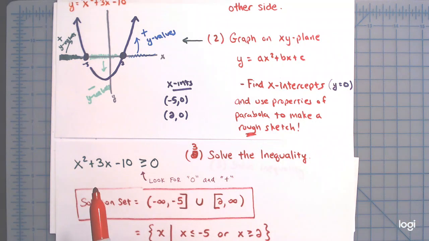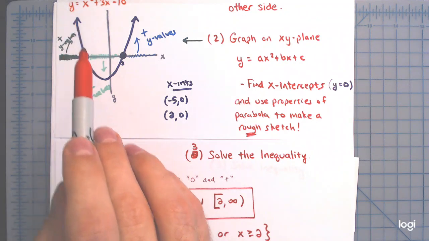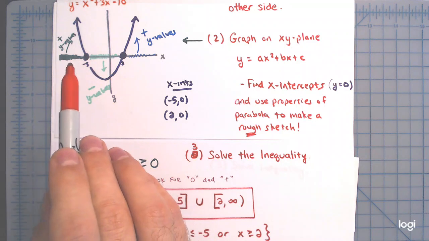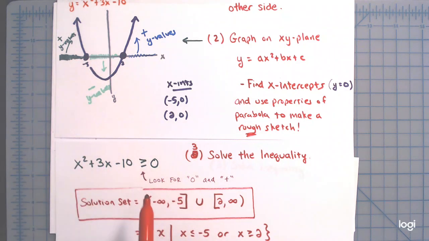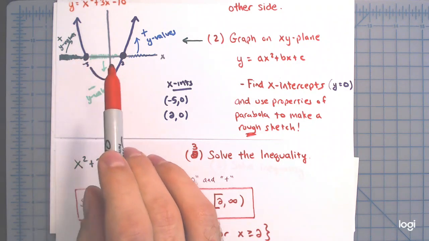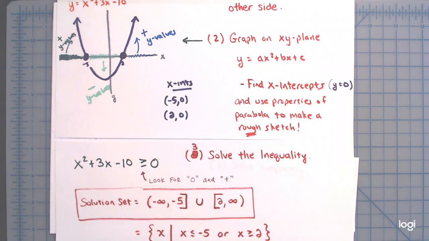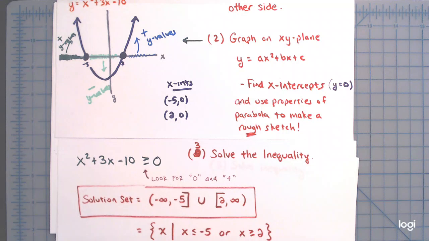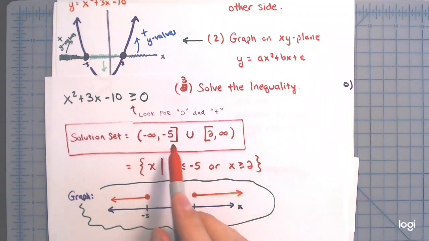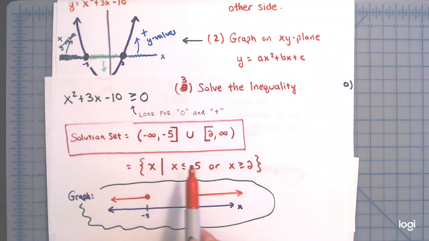We're solving, where is x squared plus 3x minus 10 greater than or equal to 0? Well, it has positive y values for x values less than or equal to negative 5 or greater than or equal to 2. I am seeing that in the graph of that parabola. And so I get the same solution set I got earlier, and I can write it in that set builder notation just like I did earlier.